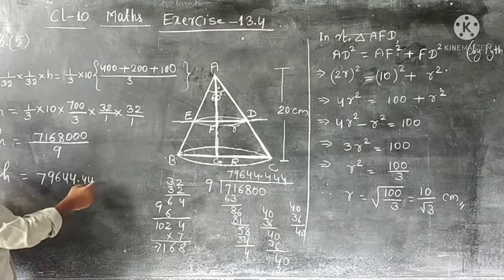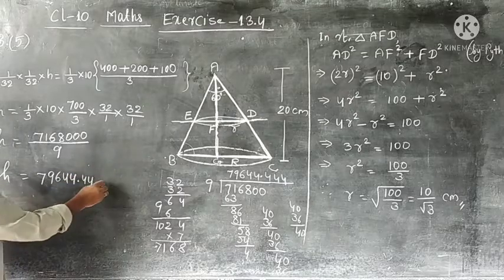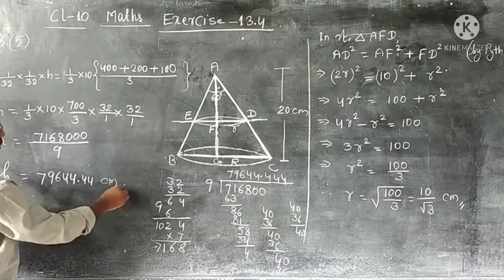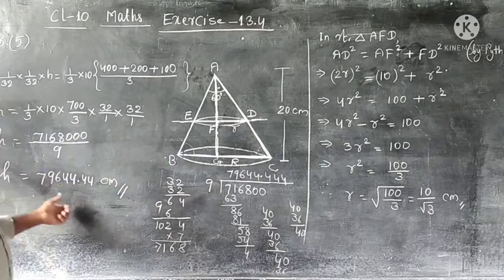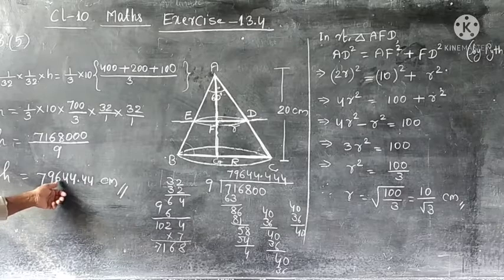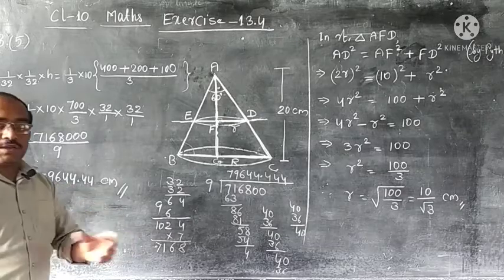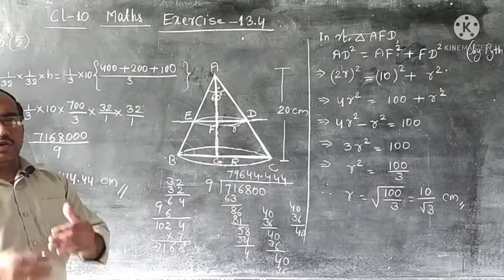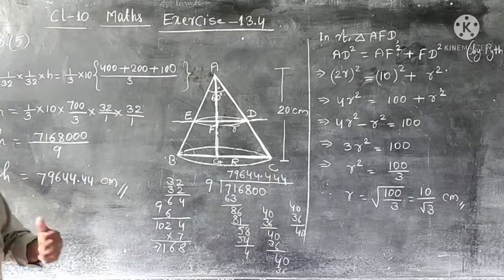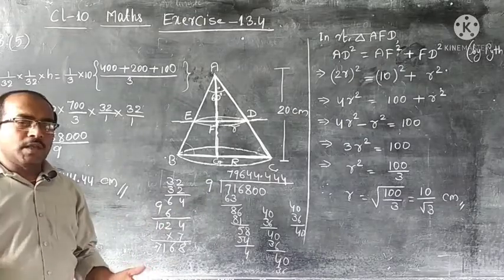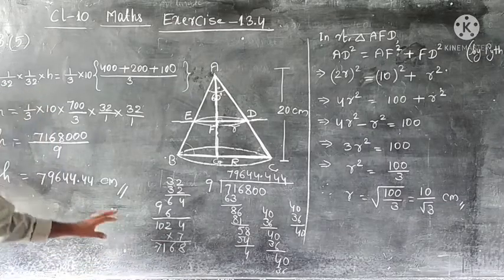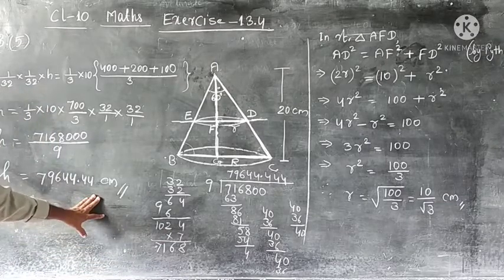So what we find? 7964.444. The third digit is smaller than 5, so we just leave it here. So the length of the wire obtained from the frustum will be 7964.44 centimeter. It is centimeter already. We can convert into meter or kilometer, into whichever unit we want to convert. I hope you have understood.